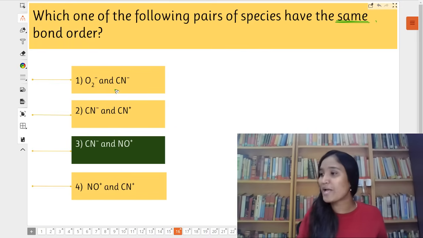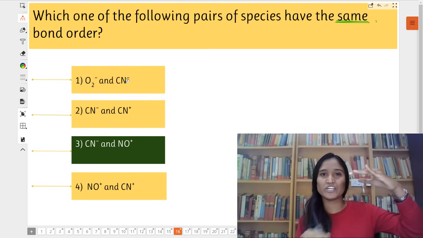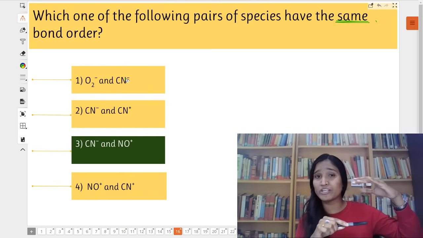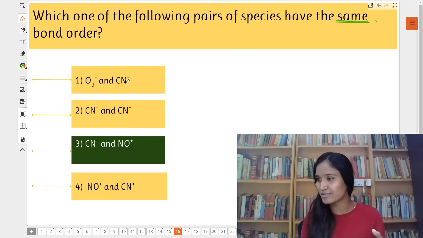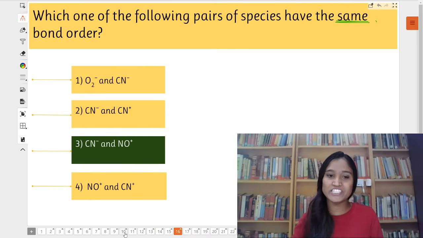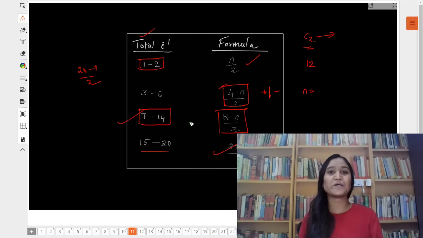Correct? So how do you calculate bond order? We have to calculate with the help of electronic configuration, count bonding electrons, anti-bonding electrons, take the difference. Am I right? We have to do it the same way, isn't it? Should we? No, it's actually not. We have learned some shortcut here, right? What is the shortcut? Someone who has missed it, there you go, my dear.